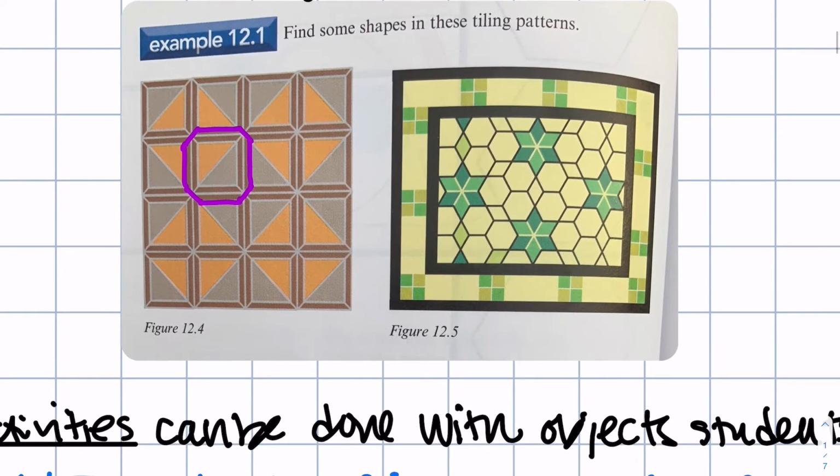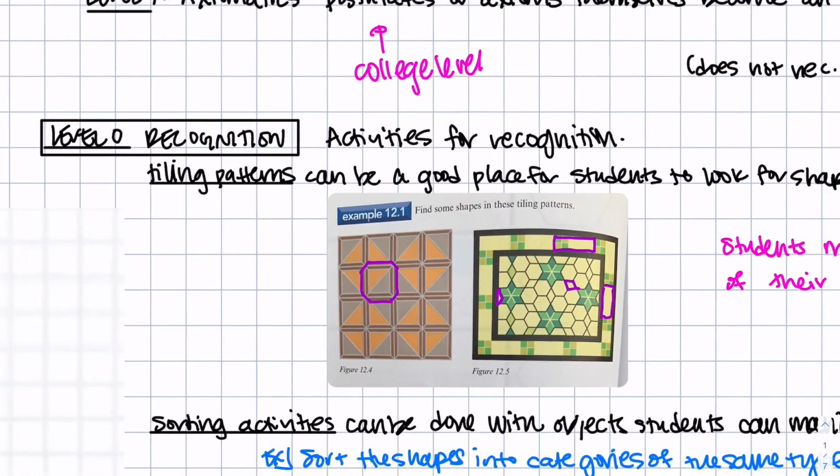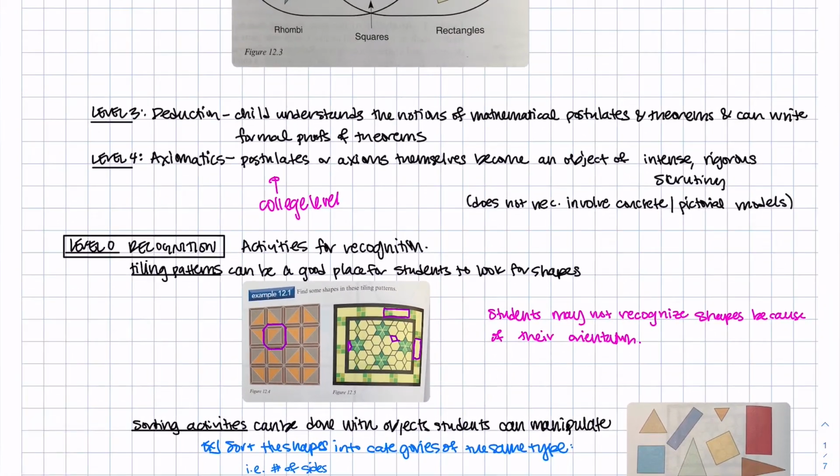And then in the tiling pattern on the right, we have even more new shapes that we can get, just by tracing different parts of the tiling pattern. Different rectangles of different dimensions, other different rhombi and triangles, and so on. Great. So tiling activities are helpful for students being able to develop this level 0 ability of recognizing different shapes.